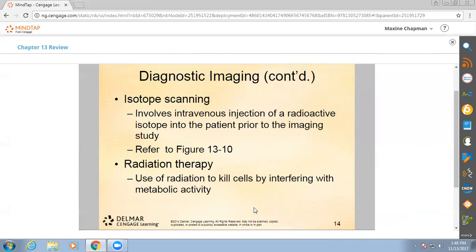A collection of isotopes in a certain area can be referred to as a hot spot and may indicate the presence of a pathological condition. So a bone scan would be an example of an isotope scan.